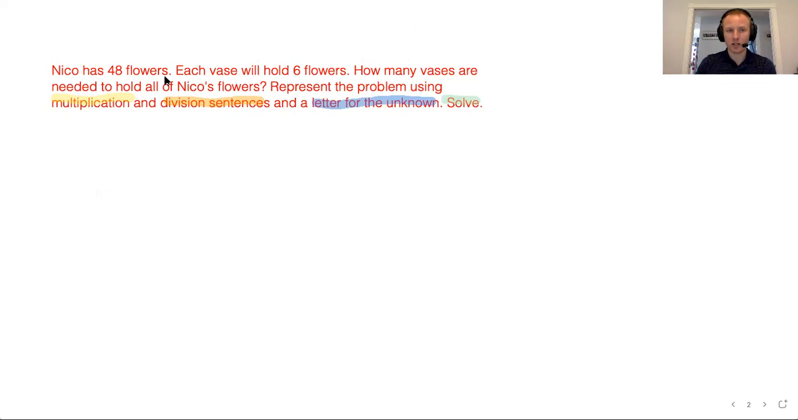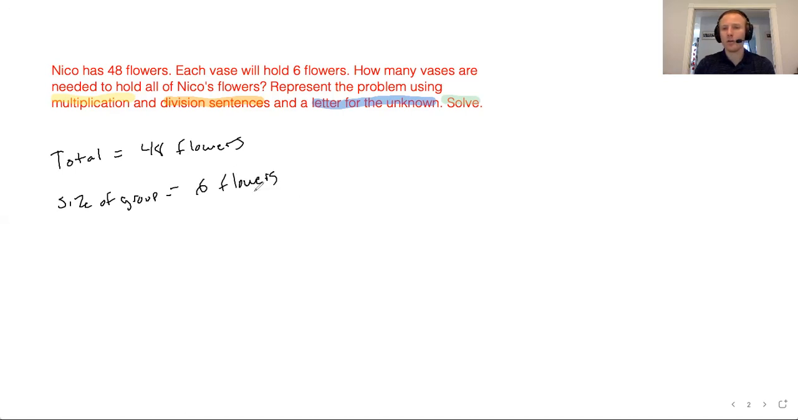Well, let's do a multiplication sentence first, since that's listed. I'm going to identify what I know. So total equals 48 flowers. The size of the group equals 6, and you're probably saying why? Because there can only be 6 flowers in each vase. So one bundle of flowers, one group of flowers is in each vase. The number of groups, which is going to be the number of vases, we don't know. We're going to represent that with a V, right?